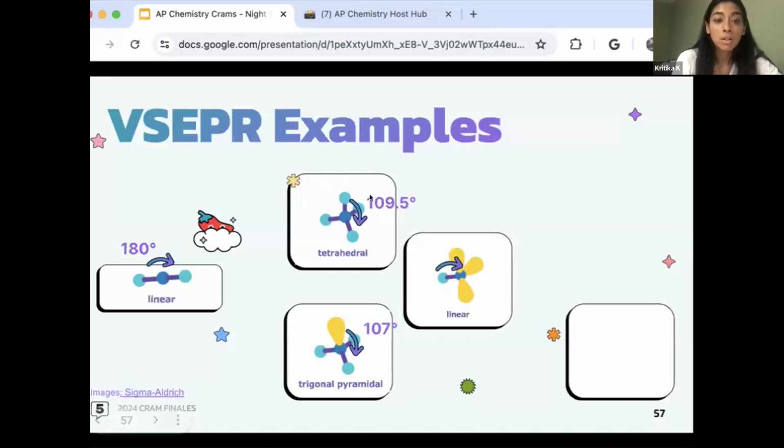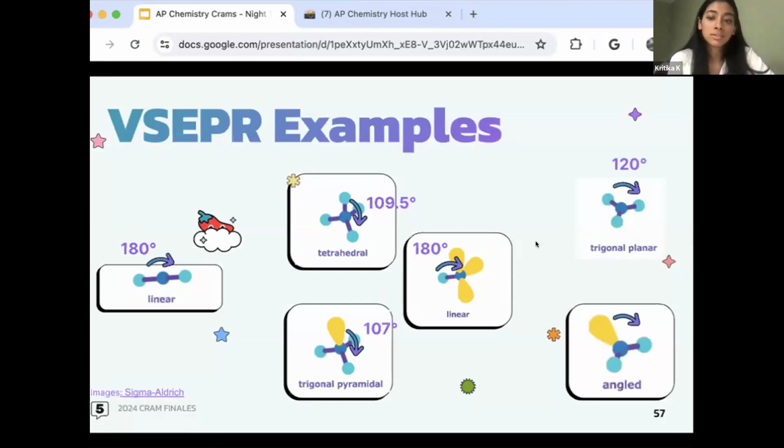And it's smaller than the 109.5 because this yellow that you have right there is a lone pair. So it's going to push the bonds a bit closer to each other. What about linear? 180, yep. And trigonal planar? 120. And angled? Less than 120.